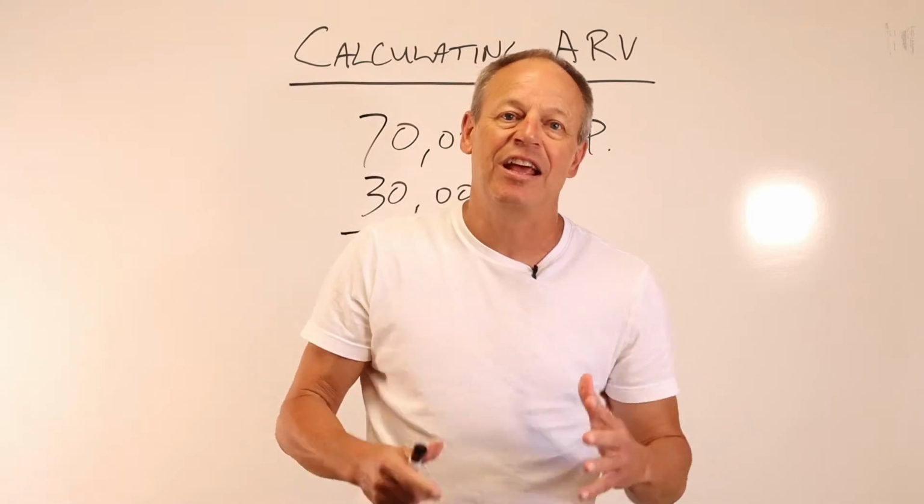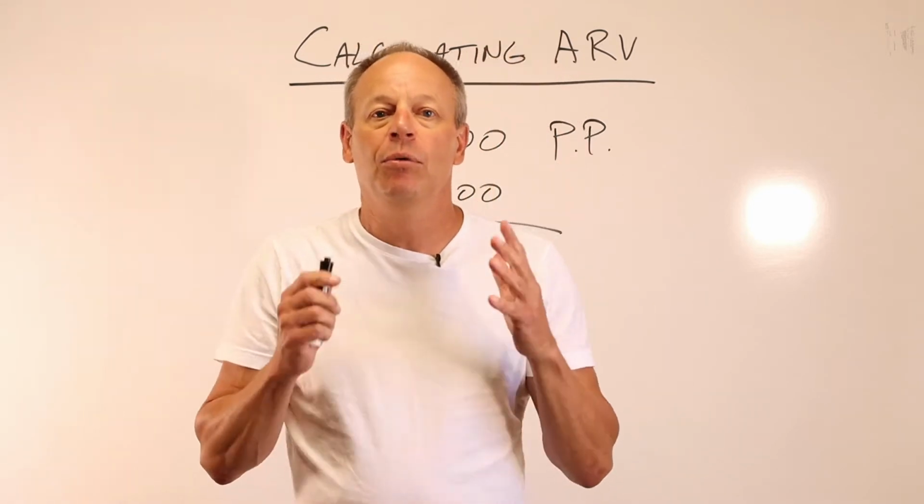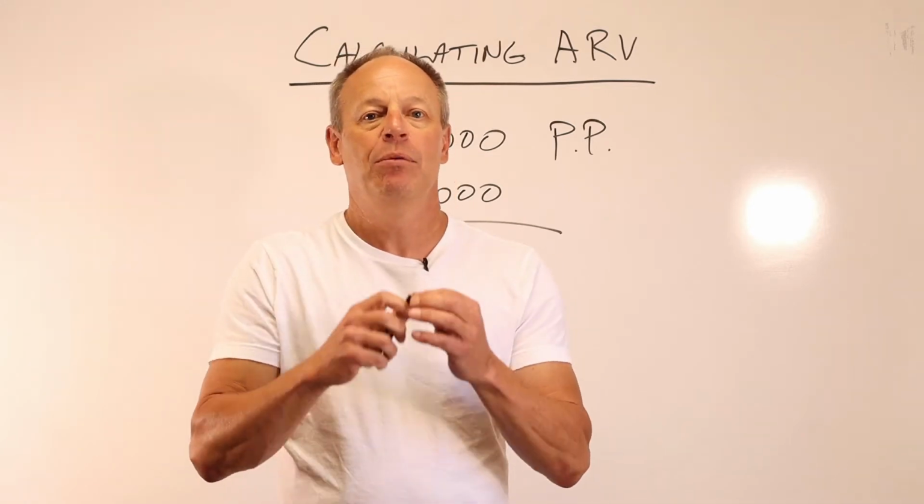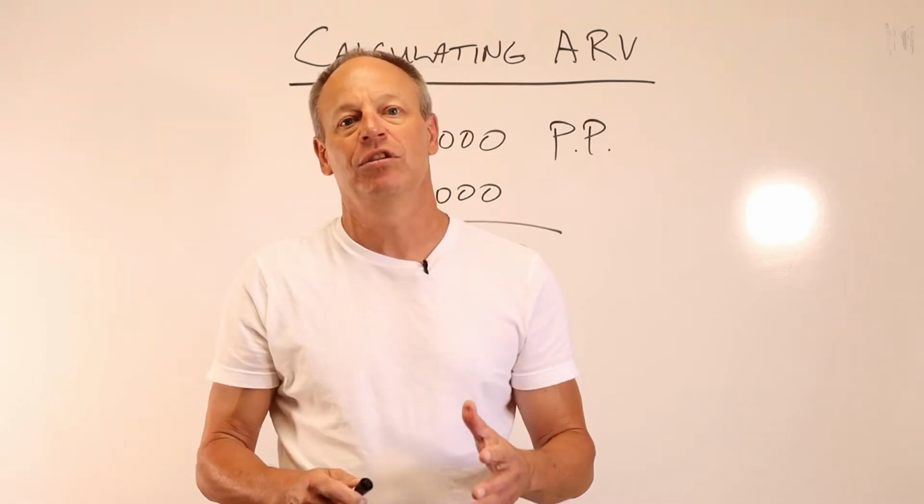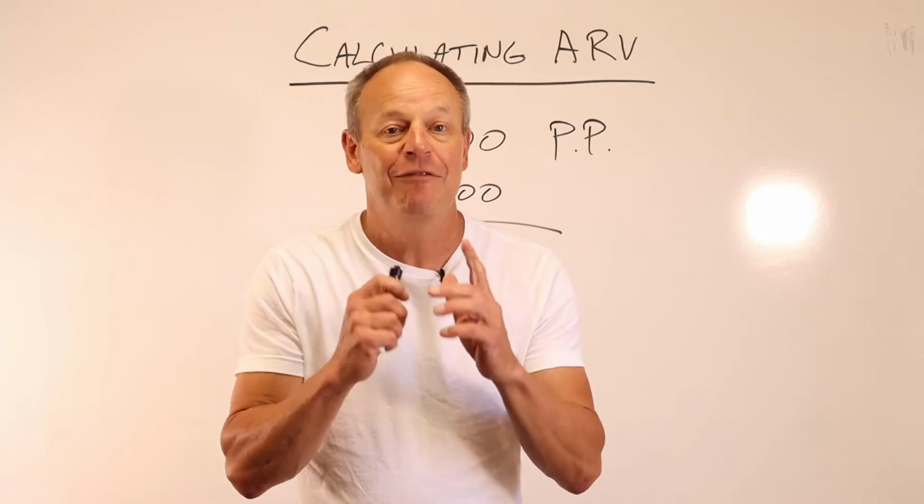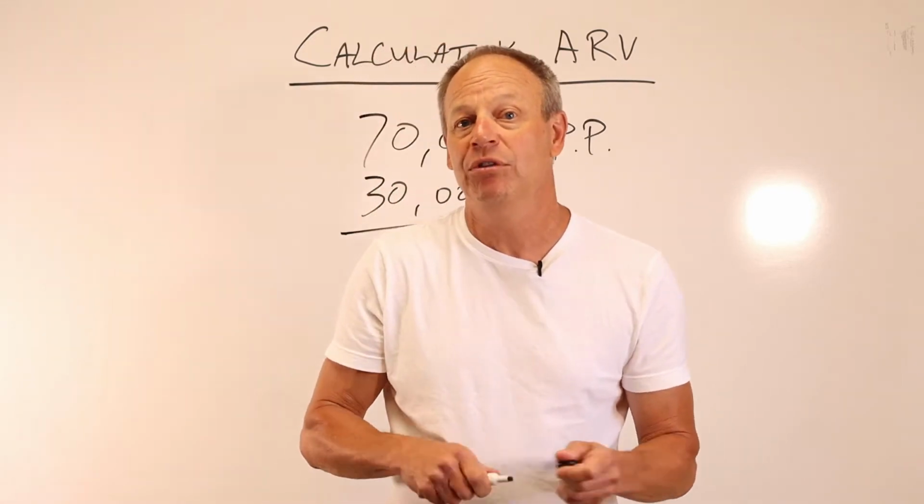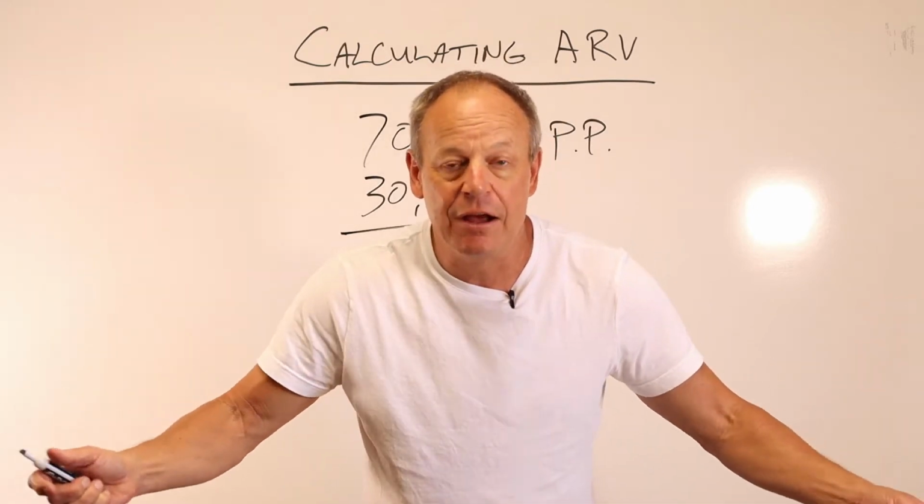So let's say that you're buying a house and you want to figure out what the ARV is. This is what I do. I will go to all the recently sold houses in the area that have been rehabbed or look like they're in really, really good shape, and I will use that number as my ARV.